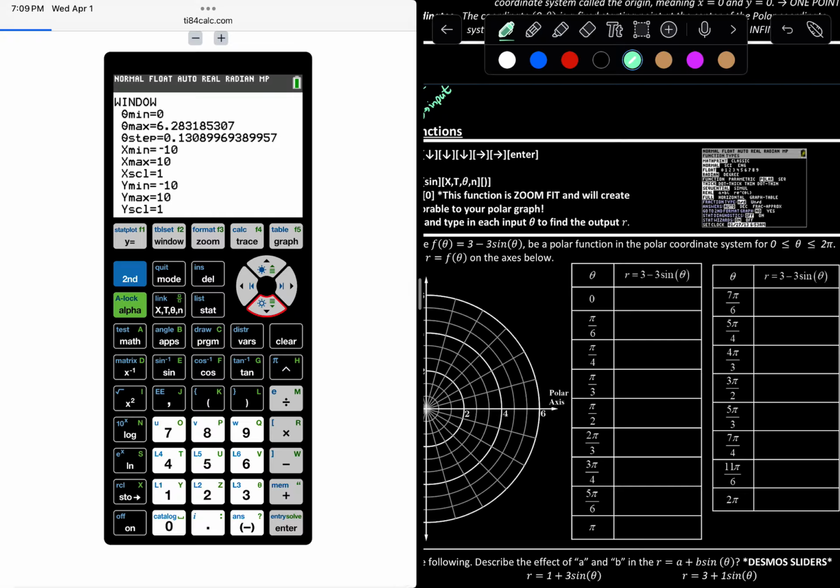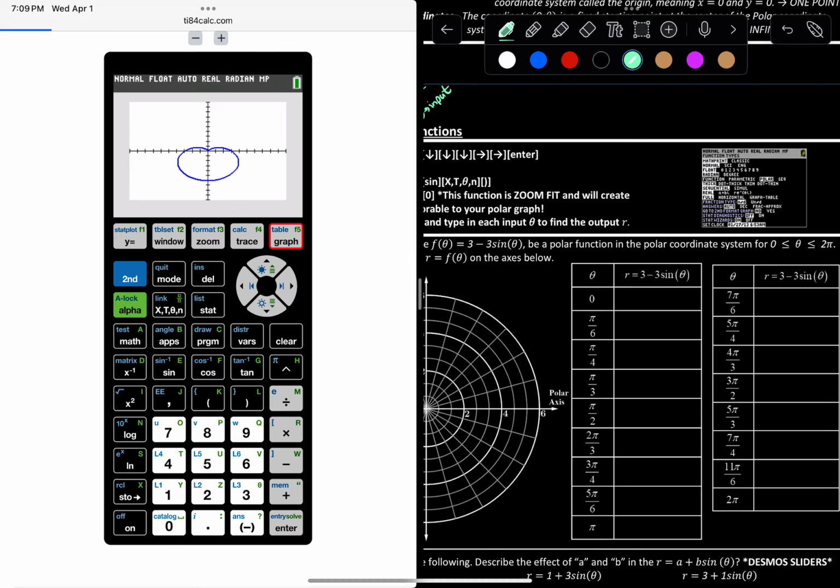So something else that you want to do is if we go to graph, some of these are going to be pretty small, some of them are going to be pretty big. So I would suggest going to zoom, and you're going to hit zoom 0, which is just zoom fit. Now if you just hit zoom and hit 0, it'll do it automatically. You don't have to scroll down and click. But now I have a nice window where it fits the edges of my curve so I can get a nice view of it.